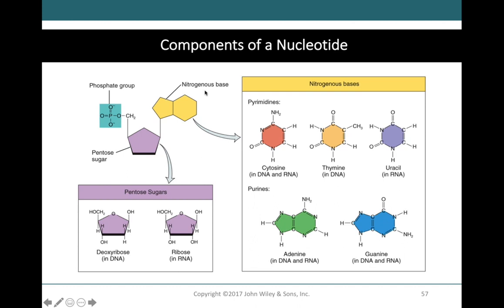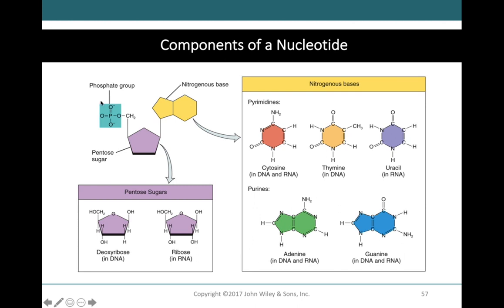Let's talk about what makes up a nucleotide. A nucleotide is going to be composed of three different things. Each nucleotide is going to be made up of a phosphate group, shown here in blue, a pentose sugar, shown here in purple, and a nitrogenous base, shown here in yellow. So these are the three components of our nucleotides, and nucleotides are the monomers of our nucleic acids. Every nucleotide is going to have a phosphate group, and the phosphate group is always going to be the same. So this one's pretty straightforward.